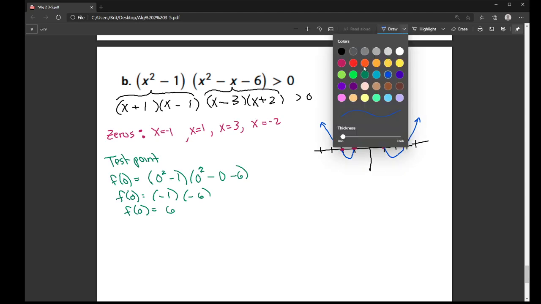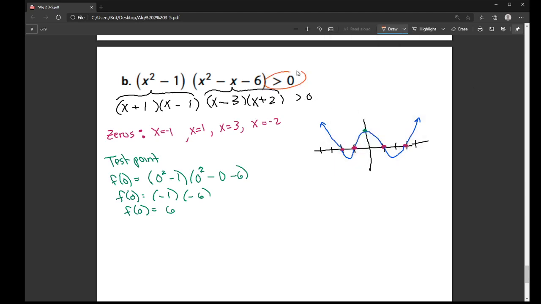So now on this graph, we are looking where the function is greater than 0, so we want this orange stuff. So I want this part here. Alright, so that's where x is less than negative 2.